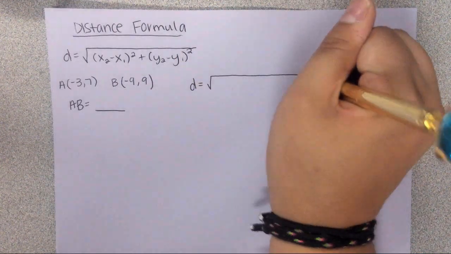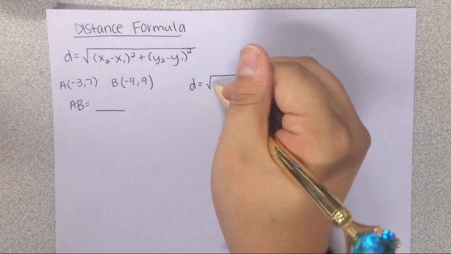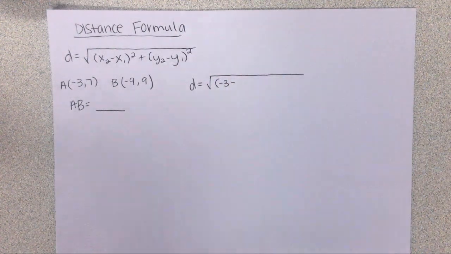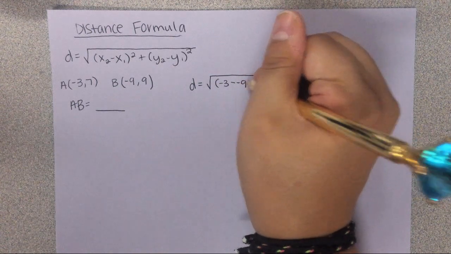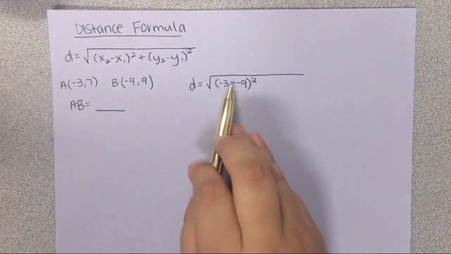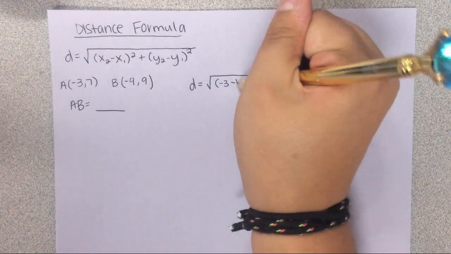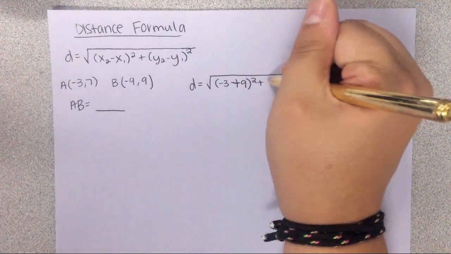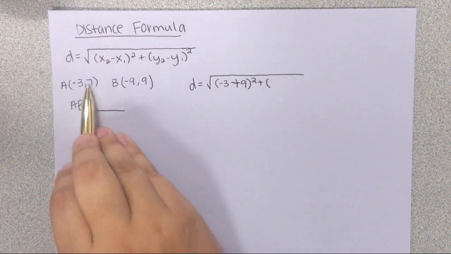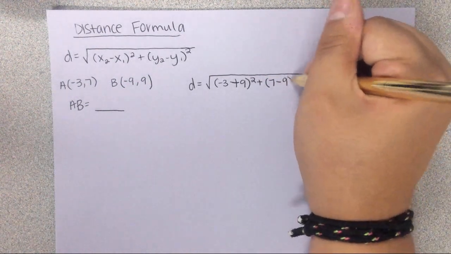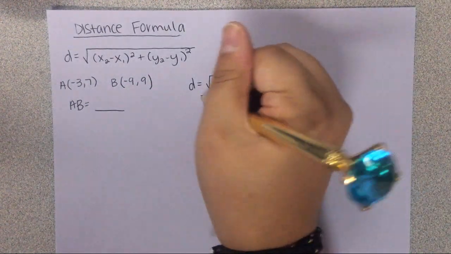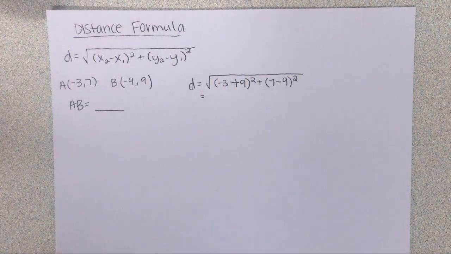So D equals, I always just do my first x. -3 minus what? -9. But if I have -3 minus -9, what's going to happen there? A negative and a negative is a positive. Plus, if I started with -3, I have to start with 7 minus what? 9 squared. That is going to then give me, what's -3 plus 9?